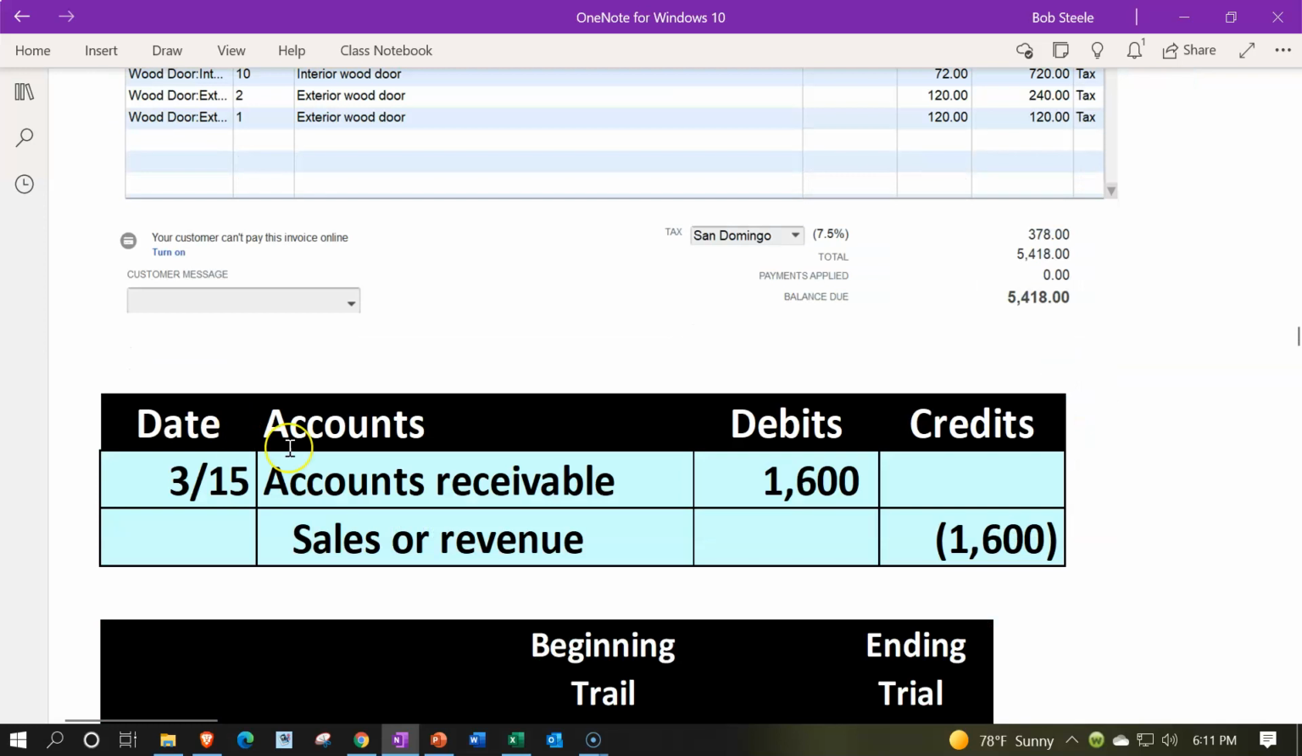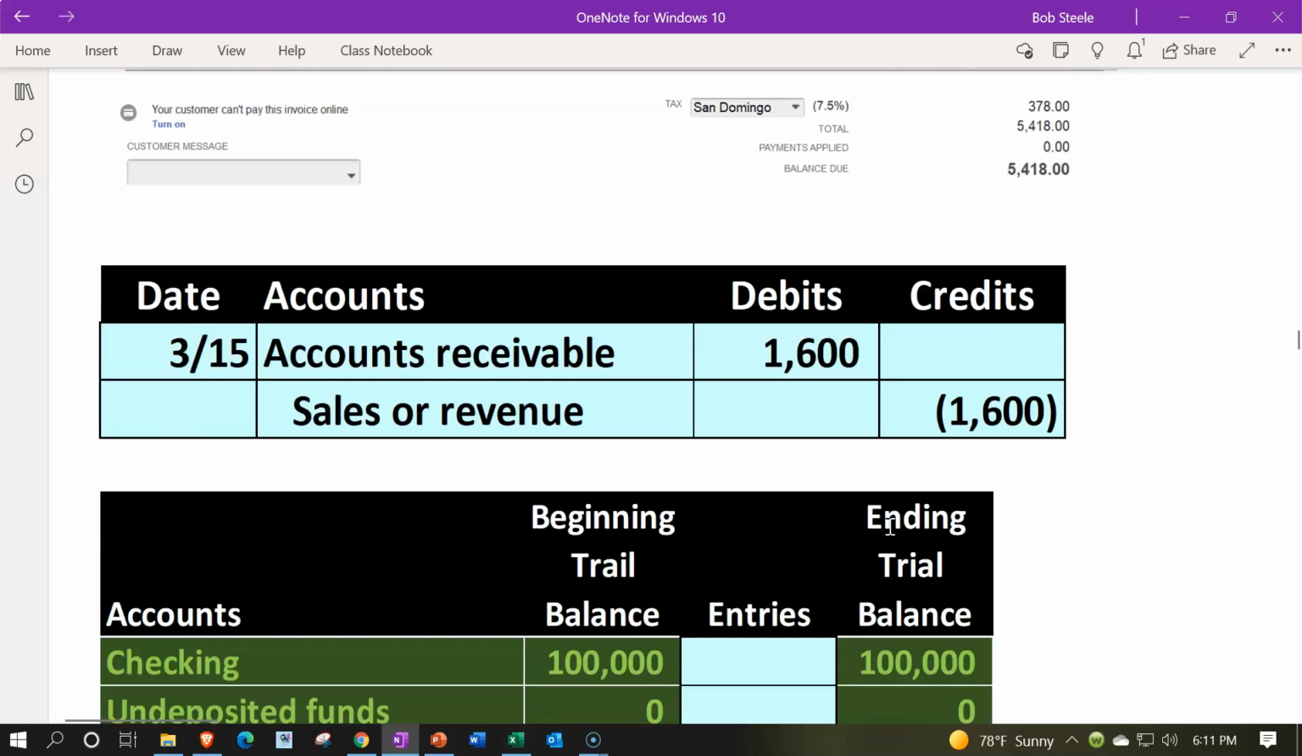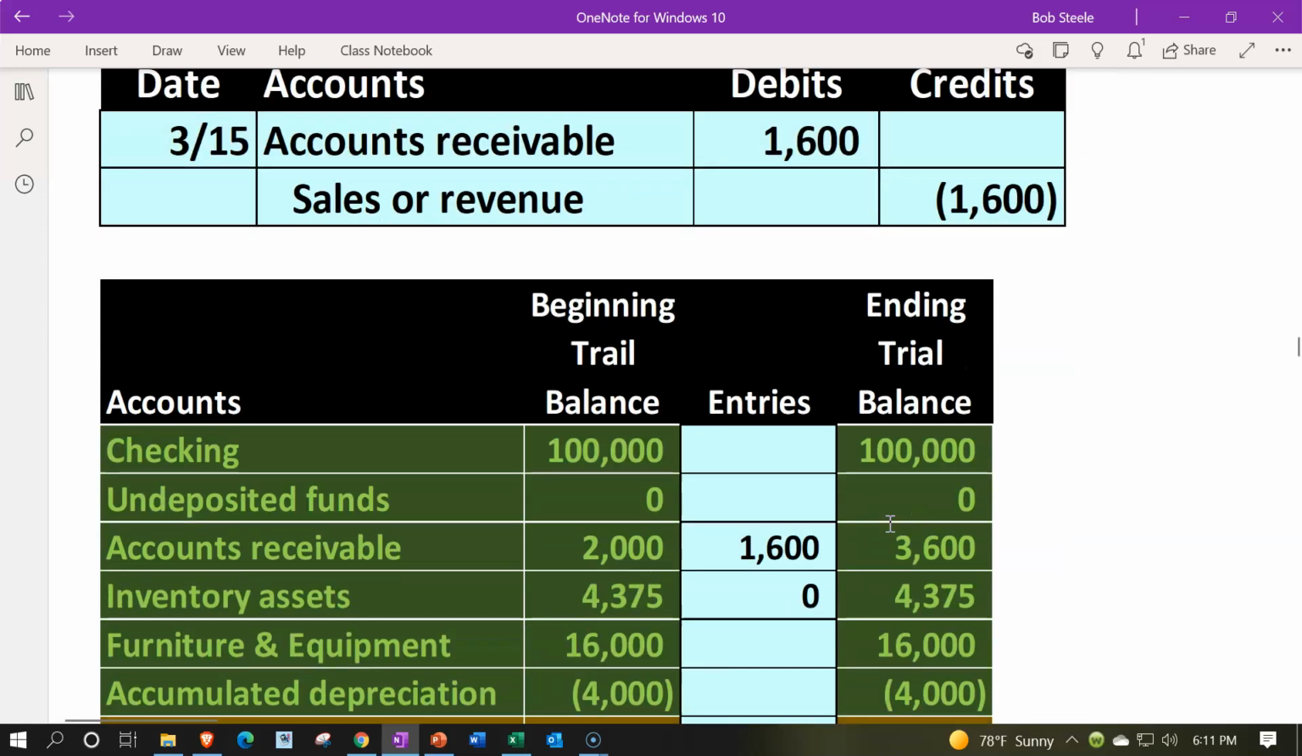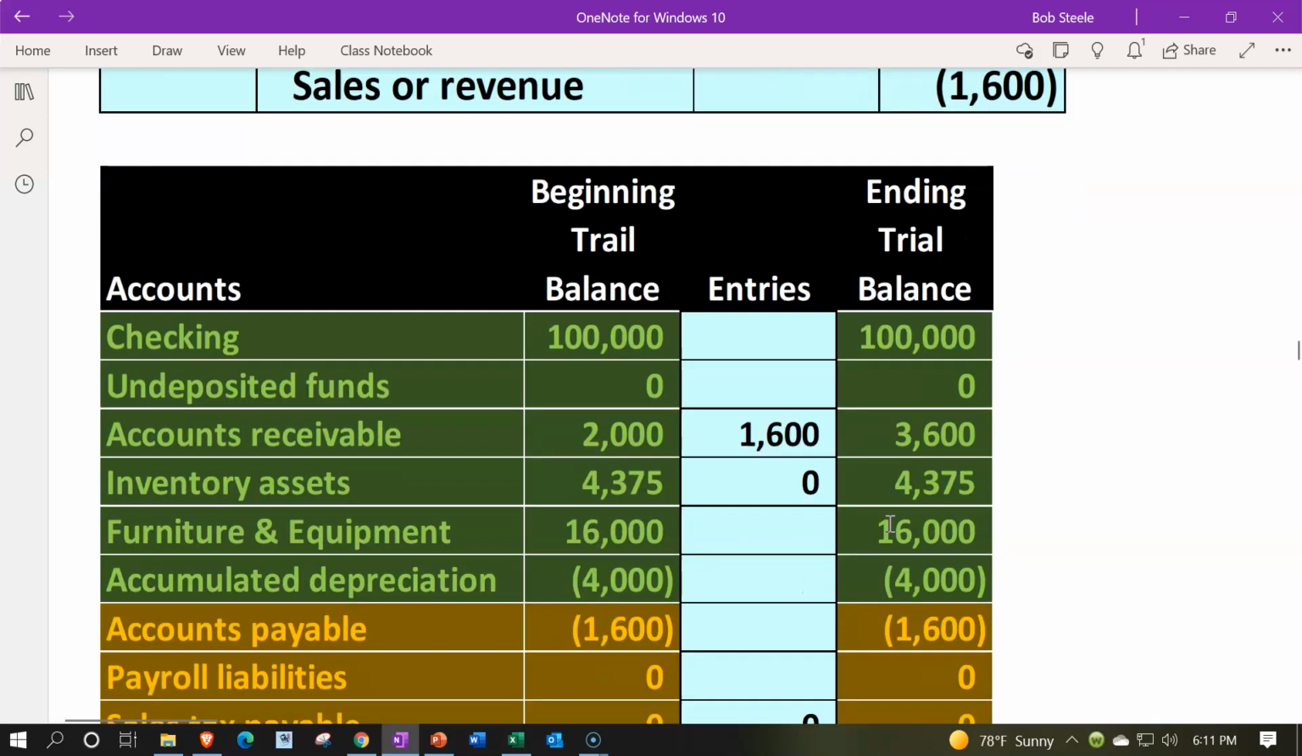Accounts receivable would be going up because it's an invoice. The other side would be going to some kind of sales or revenue account. Fairly straightforward type of transaction. If we were to post that to a trial balance on top of the income statement, in essence, with no subcategories, beginning balance on the left, entries in the middle, ending balance on the right, the accounts receivable, if started at $2,000, would go up by that transaction by $1,600 to $3,600.